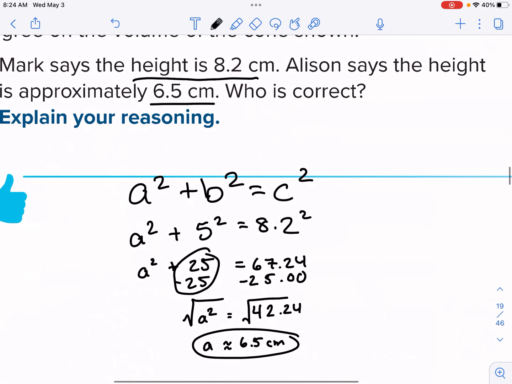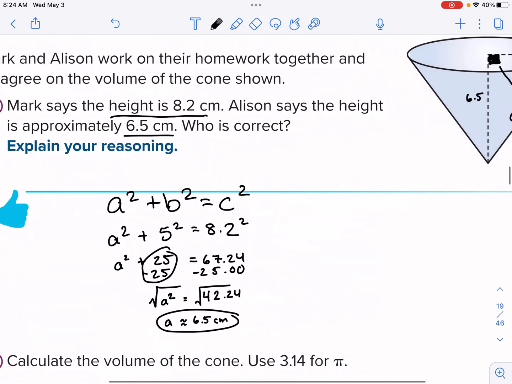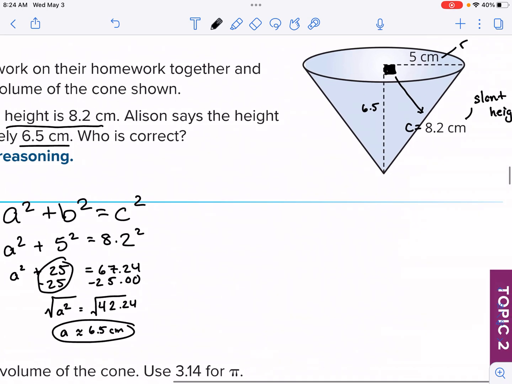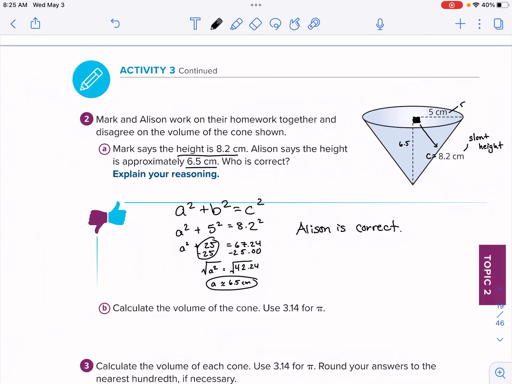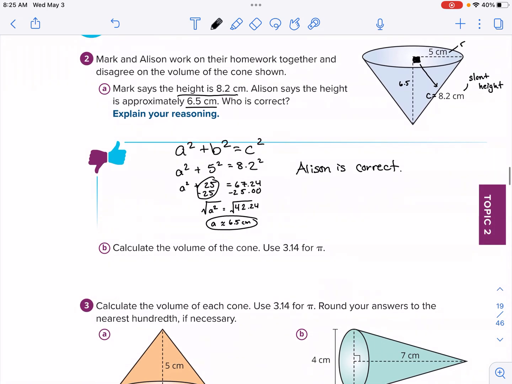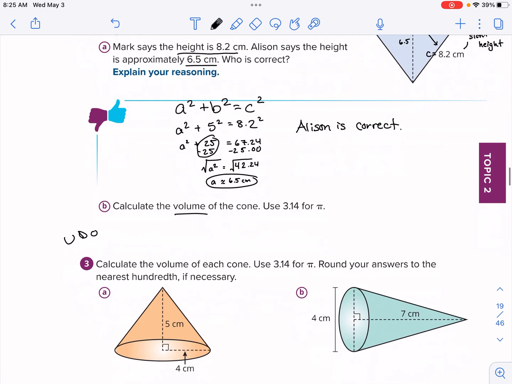Okay, so going back to the situation here, it's Allison. Mark thought it was the slant height that represents the height. That's not the same thing as the actual height of the cone. That's kind of like a ramp on the side of it. But Allison is correct. All right, let's go on to, oh sorry, this is supposed to calculate the volume. I'll leave this as a you-do, using that as the height and 5 for the radius.